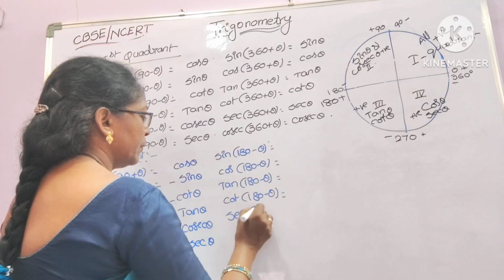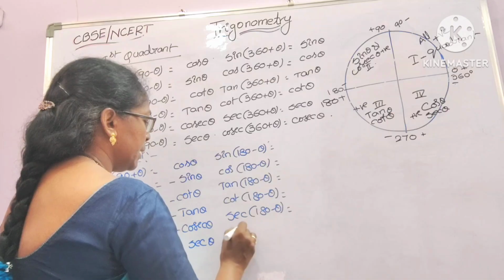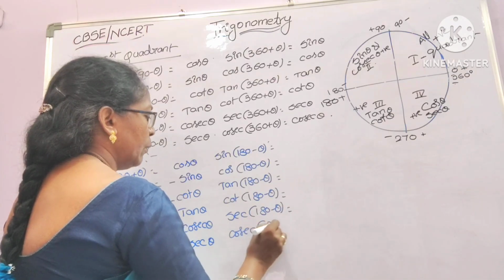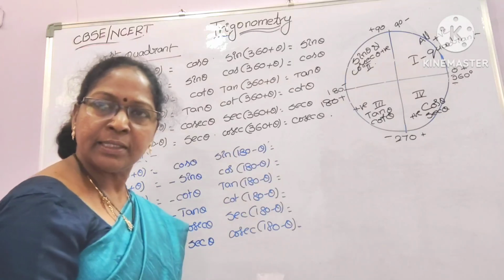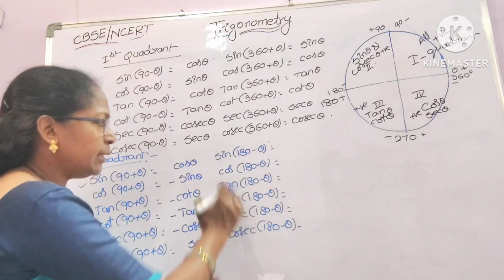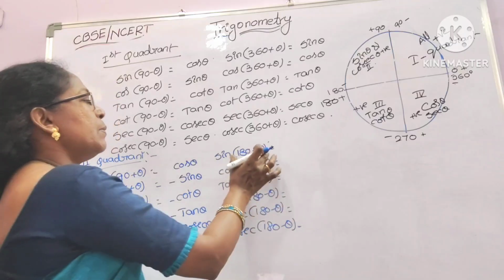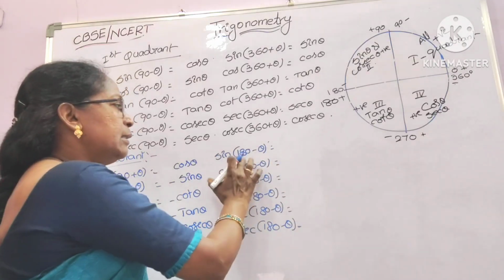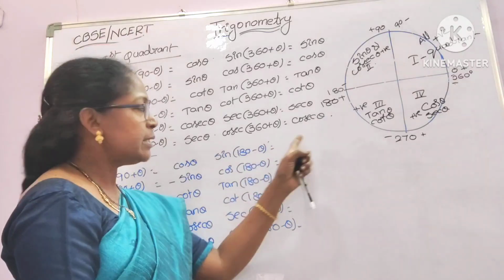Secant 180 minus theta. Cosecant 180 minus theta. These two come under the second quadrant. First, we have already written sine 180 minus theta in the second one. First, immediately find out which quadrant this belongs to. This one comes under the second quadrant.